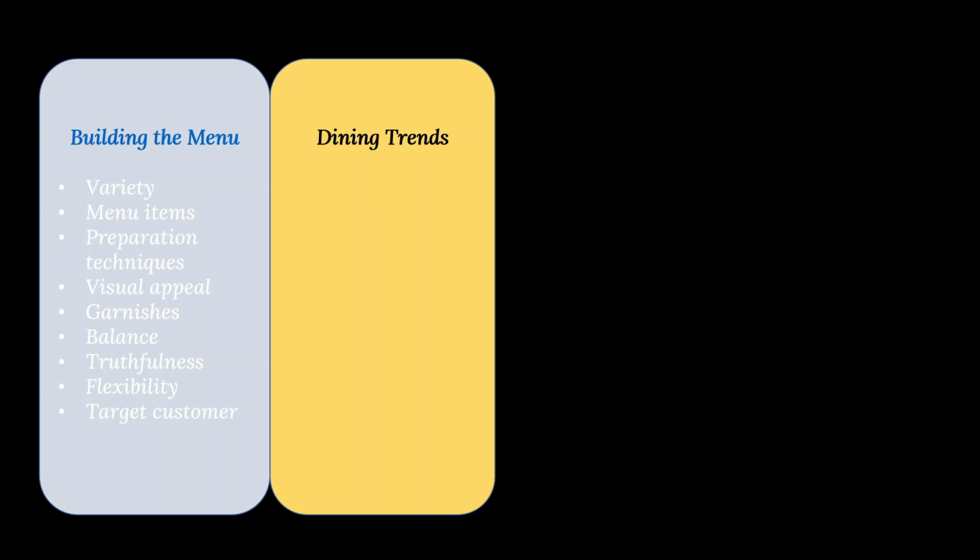Next is dining trends. Grazing. What is grazing? There are different kinds of customers in your restaurant. Some of them have the habit of going through the entire menu and selecting from here, there and that side. This is known as grazing, not confining themselves to one particular category. So they are called grazing customers. Grazing is another dining trend.